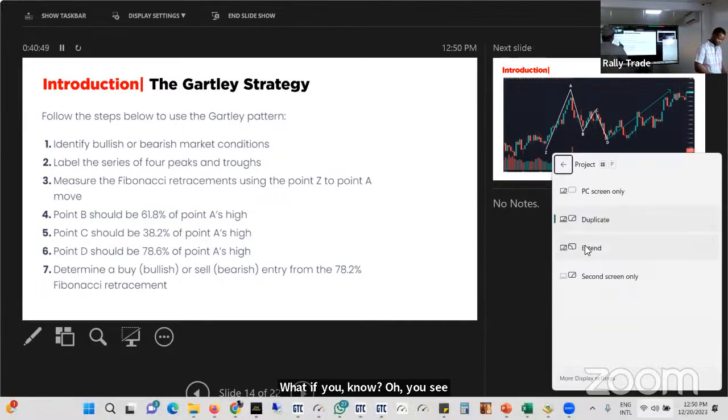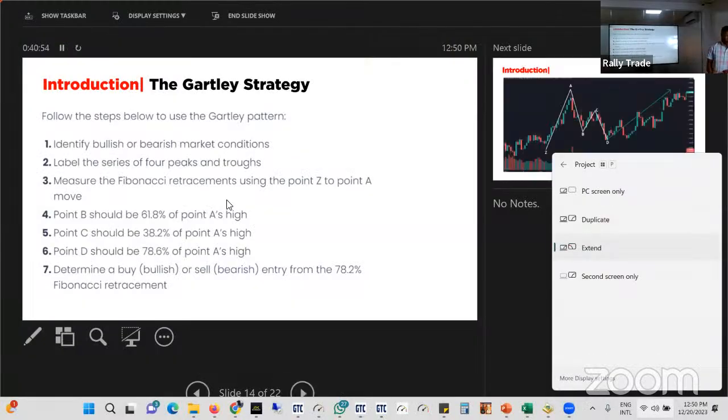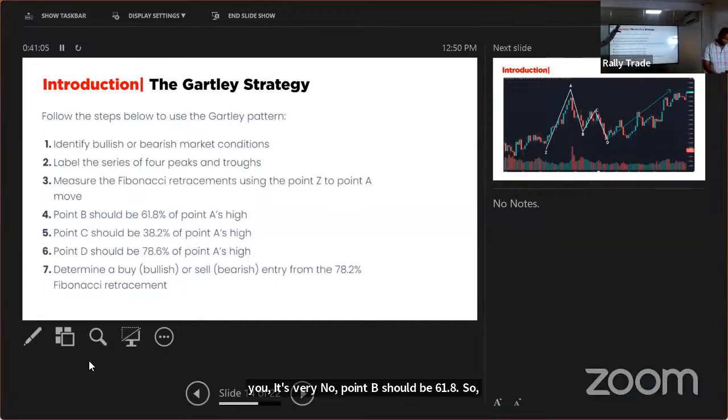Now, label the series of 4 peaks and 4 troughs. That means you have to label those levels. It's very important to label them. Now, point B should be 61.8. So we're going to draw this one. We're going to put these steps in practical form so that all of us, especially in this physical class, and people online can just watch as we do it. Okay. Now that's that part.